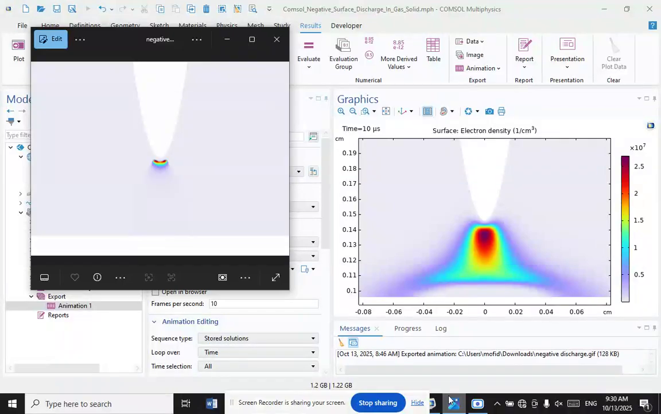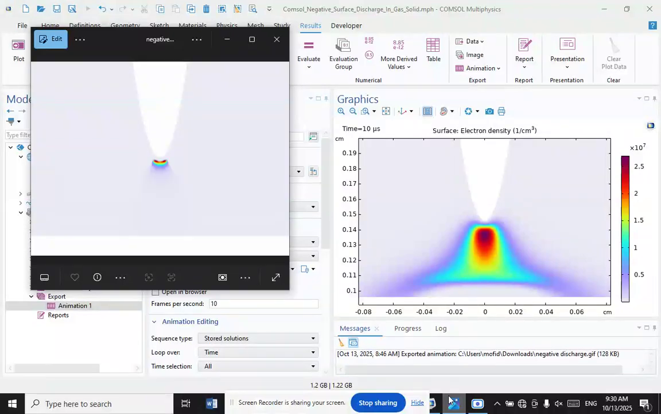This model simulates a negative dielectric barrier discharge under a point-to-plate electrode configuration. Two solid dielectric layers are inserted into the air gap. A negative voltage of 2.5 kilovolts is applied to the cathode electrode, initiating a corona streamer that propagates and generates a current pulse. The resulting negative charge carriers accumulate at the gas-solid interface, altering the electric field. Ultimately, a stable negative surface discharge is formed.